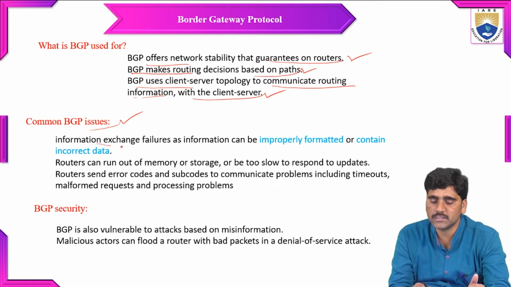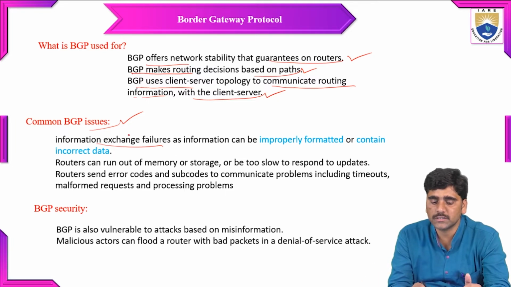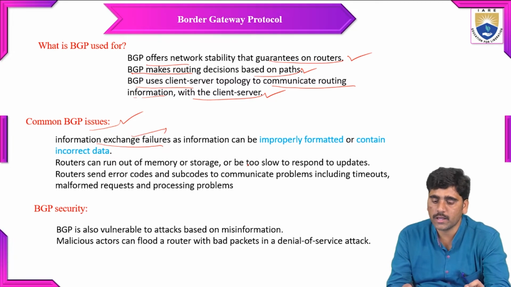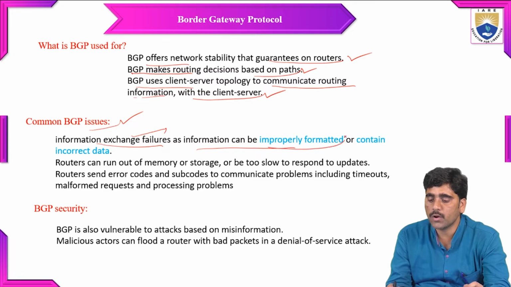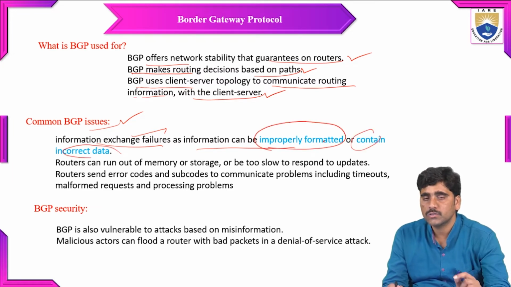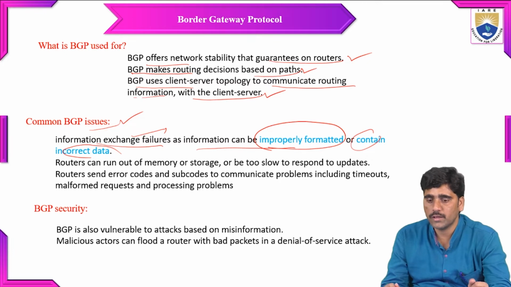So information exchange failures. Whenever the information is going to be transferred from source to destination or router to router, there may be a chance of exchange failures. That is, information can be improperly formatted or contain incorrect data. So because of these two reasons, the information exchange will fail.